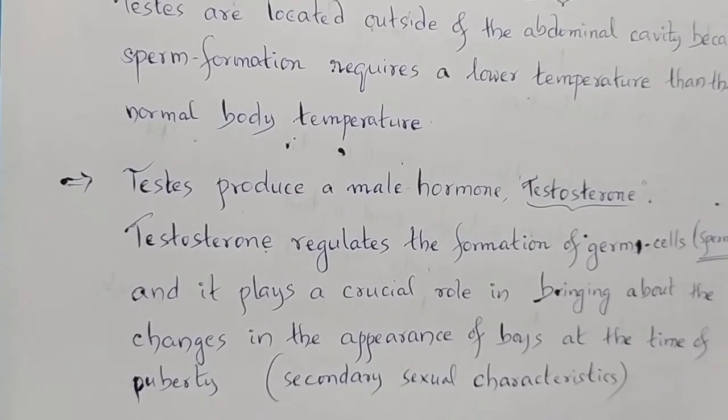Is germ cell production the only job of the testes, or is anything else also produced by the testes? Testes also produce a hormone. Since testes are present only in men, this hormone is also called the male hormone. The testes produce a male hormone called testosterone. And what is the function of this testosterone? Germ cell production is regulated by testosterone. And testosterone plays a crucial role in bringing out the changes in appearance of boys during puberty. The changes that appear during puberty are called secondary sexual characteristics. So in bringing about the secondary sexual characteristics in boys, the significant role is played by the male hormone testosterone.